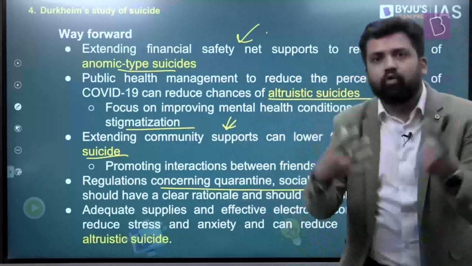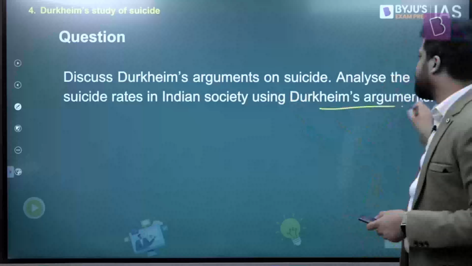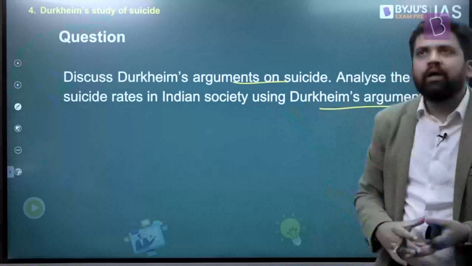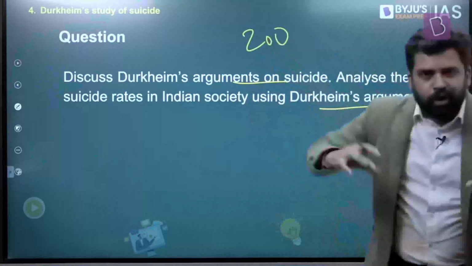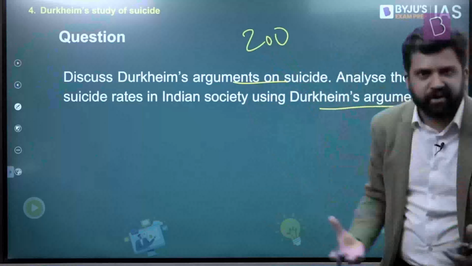There is one question: discuss Durkheim's argument on suicide and analyze the high suicide rates in Indian society using that argument. Right. So both these aspects I've already talked about. The only thing is you have to put all these things together. You should be able to answer it within 200 words. So putting all these things together and answering it is slightly more difficult than just understanding it. So take it up.